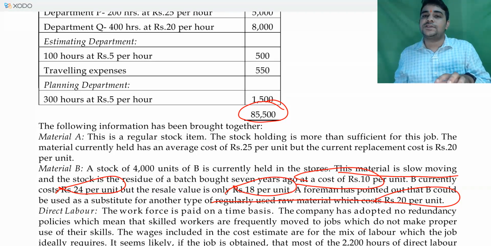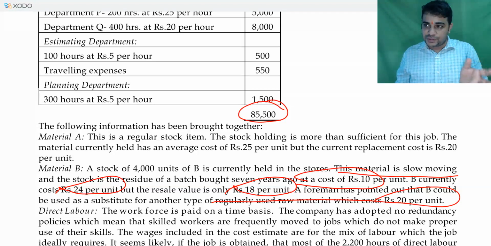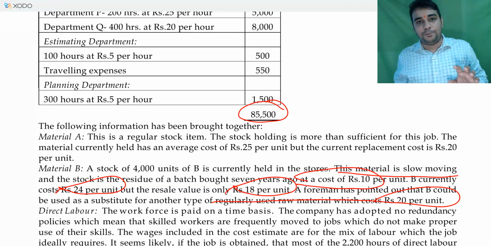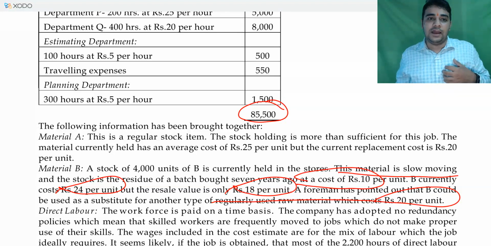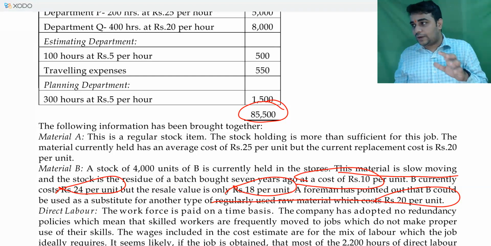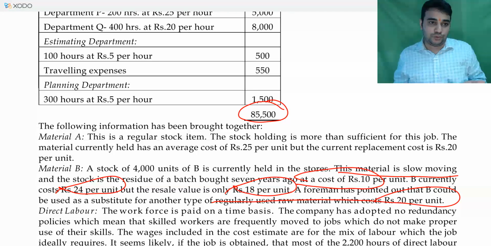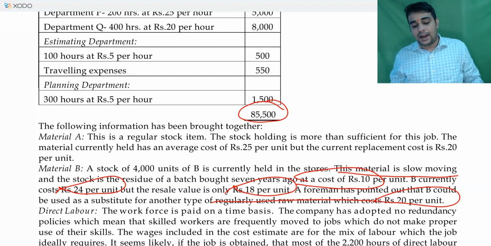And relevant cost is the opportunity cost. What is opportunity cost? What are you losing? I am not losing the option of selling at 18. I am losing the opportunity of using it as a substitute for 20 rupees, because what I would have done, I would have used it as a substitute rather than selling it. So, you will have to check what were you planning to do. My plan would have been to use it as a substitute and save 20 rupees for the company.